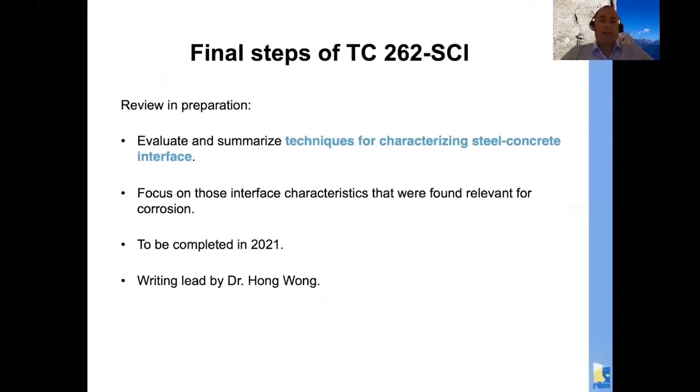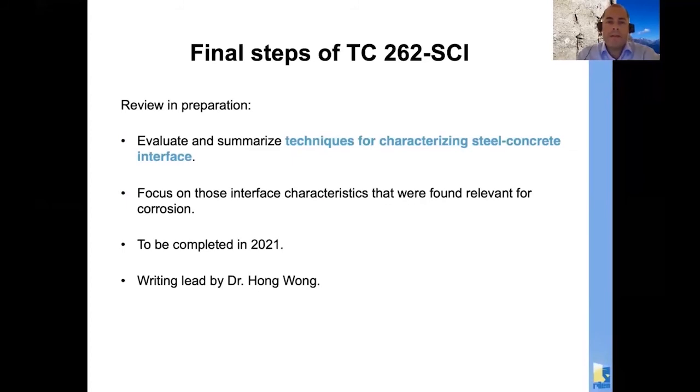What are the final steps of our TC? Well, our TC will be closed soon, but we still wanted to briefly look at techniques that are available today for characterizing the steel concrete interface. There are a lot of different techniques that may potentially be used, but some of them are limited because the steel concrete interface has properties that are difficult to measure. One example would be the moisture in voids at the steel concrete interface, which is important, but at the same time very challenging to quantify adequately.